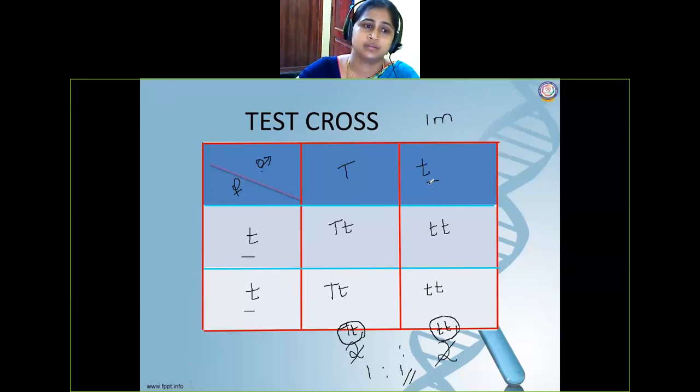And this is monohybrid because we have taken only one character. Dihybrid means 4 you will get, 1 is to 1 is to 1 is to 1. Okay, that we will see later.